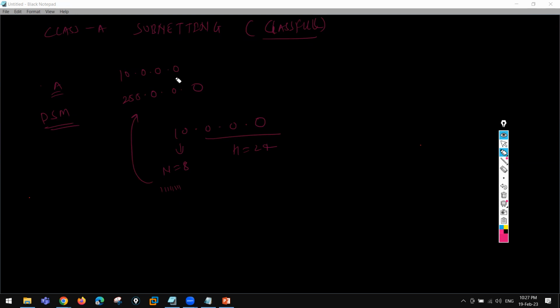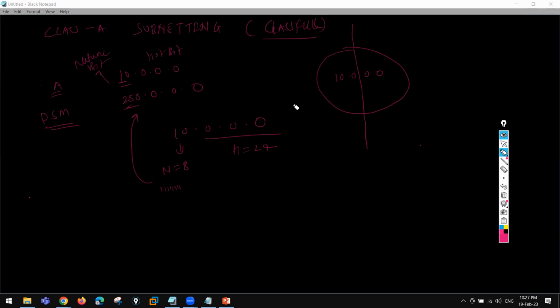Now what I need to do is break this address into two subnets. This address is 10.0.0.0, and I need to break it into two halves. These are what we call network bits, and I'm repeating this, these are host bits. So how are we going to break it into two?